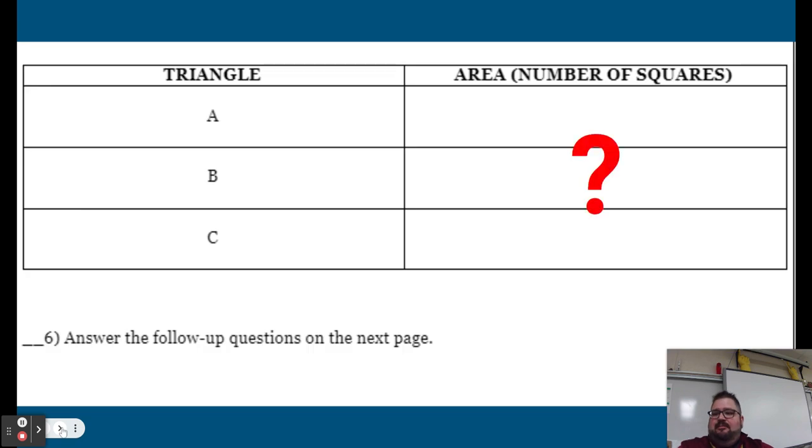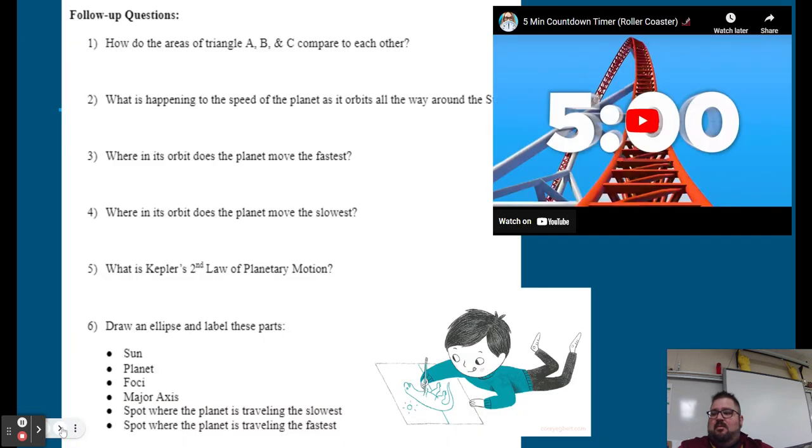And then you'll put in the area. How many squares make up each one? And then there are some wrap-up questions that follow it. So you can work on counting, and like I said, you can do it right on the screen. Answer the follow-up questions, and you'll be right on track to where we need to be.